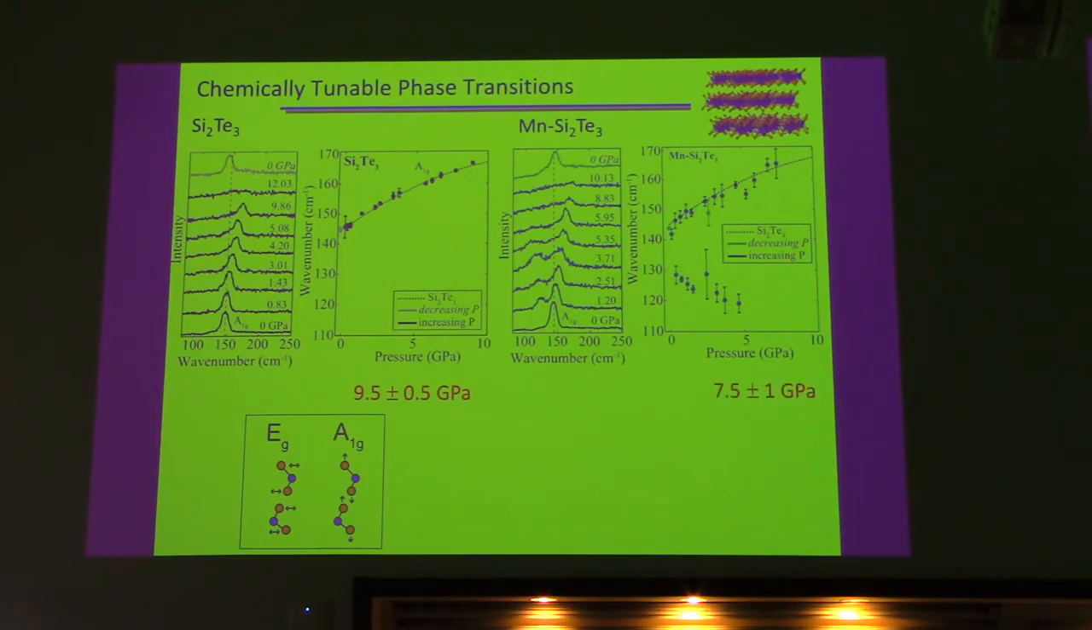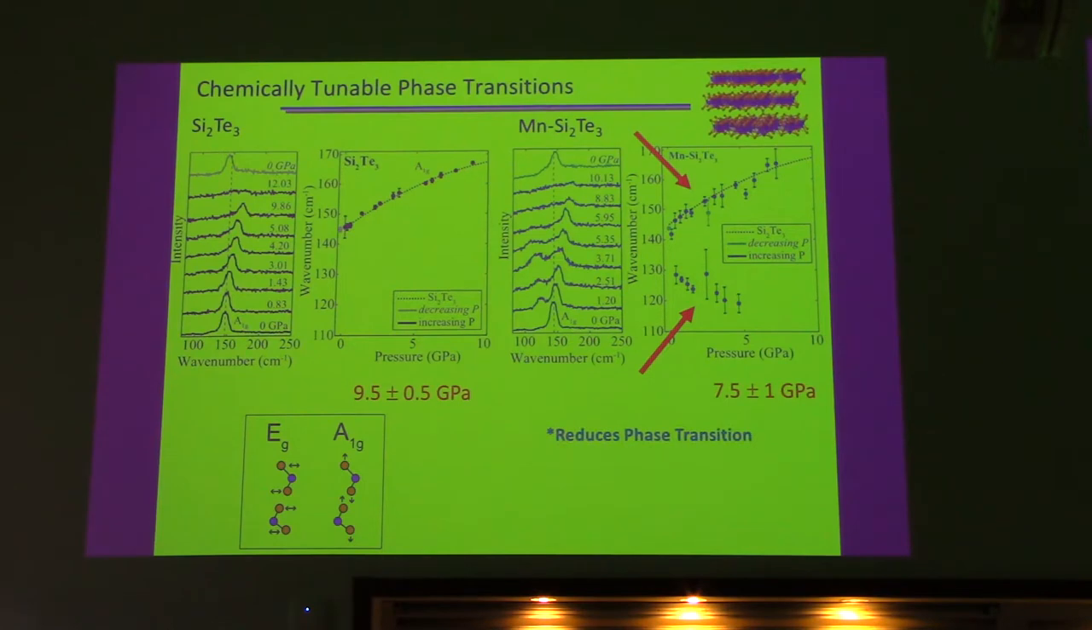And of course the phase transition has changed and is now at 7.5 GPa. So we have made chemically tunable materials whereby we can change their phase transitions by a whole 2 GPa. And that's a lot of pressure. So that's a big change. So you can imagine if we could keep loading this up with different materials, we could maybe drop those phase transitions all the way down to really low pressures.